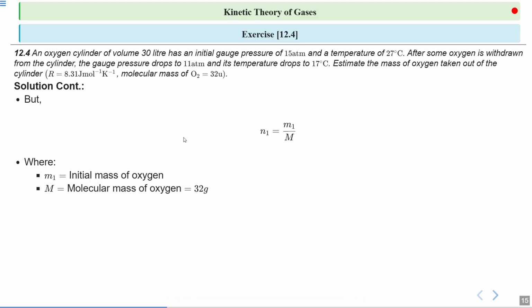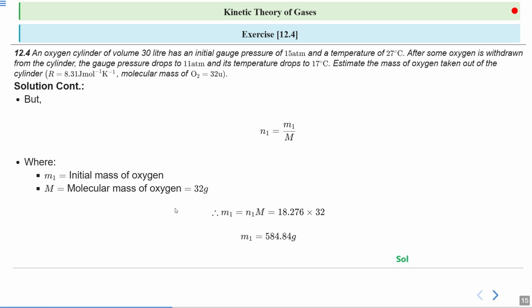Now, to calculate m1, we have the formula n1 into capital M. So just put the values. So it will be 18.276 into 32. So solving this, you will get 584.84 grams.